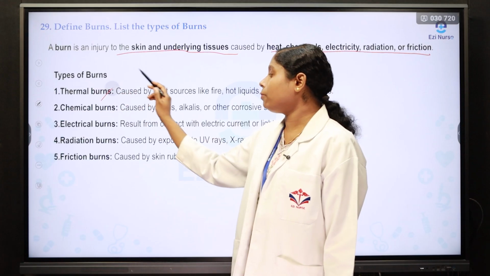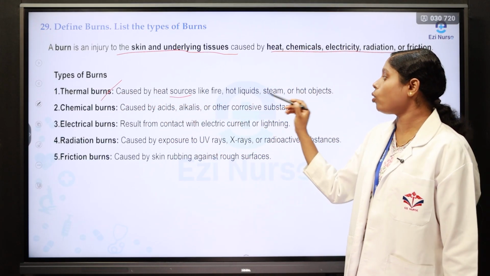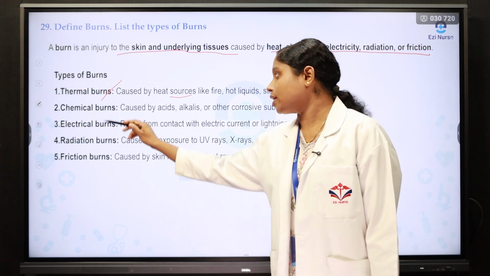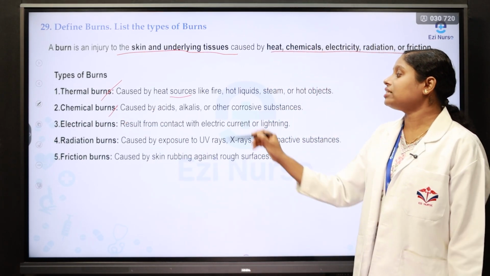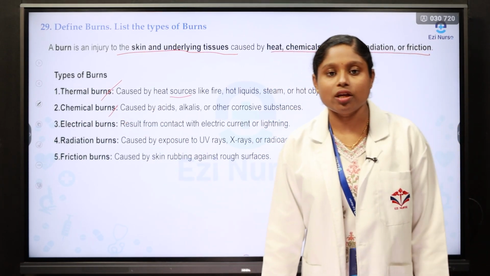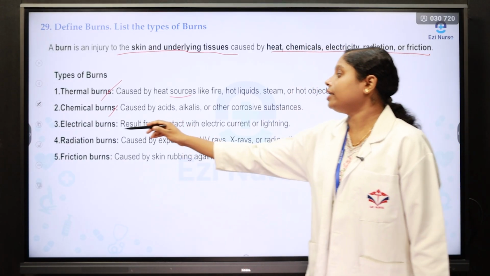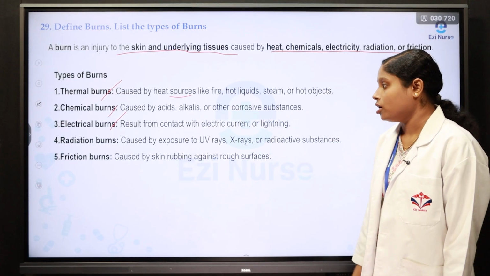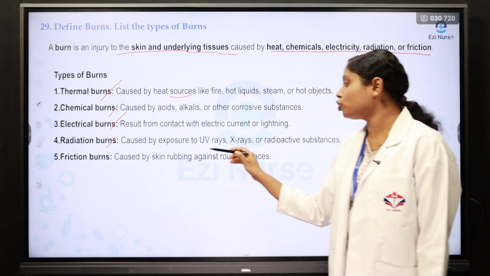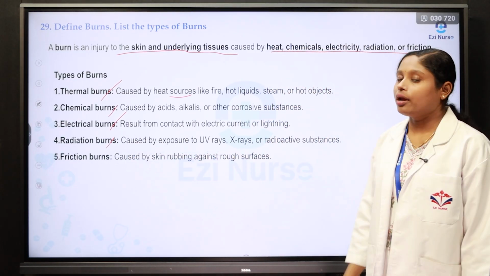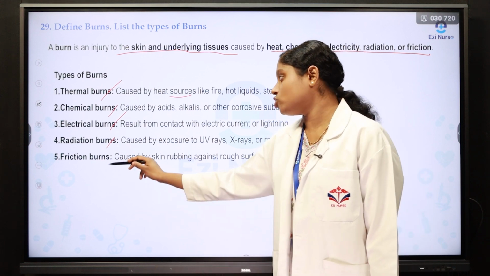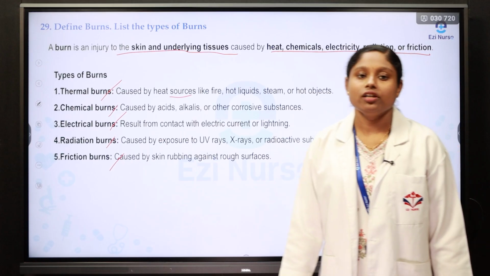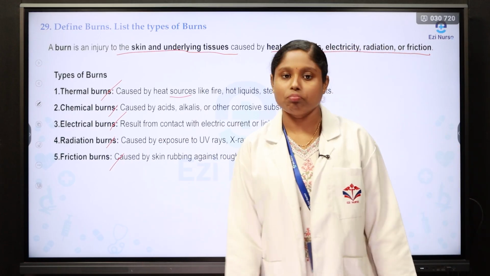So what are the types? Thermal burns caused by heat sources like fire, hot liquid, steam or hot objects. So that is thermal burns. Next category is chemical burns caused by acids, alkalis and other corrosive substances. Next is electrical burns resulting from the contact of electrical current and lightning. Then radiation burns caused by exposure to UV rays, X-rays or radioactive substances. Next is friction burns, caused by skin rubbing against rough surfaces. So these are the types of burns.